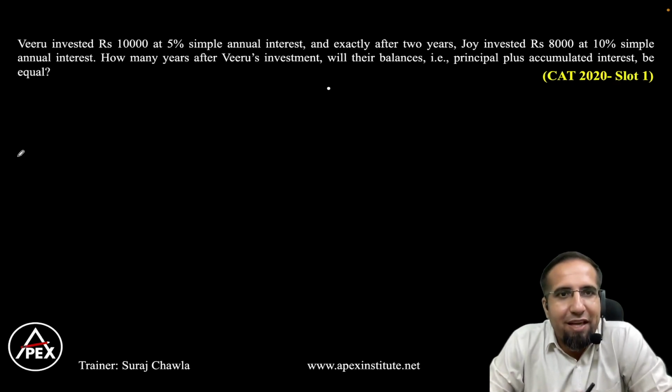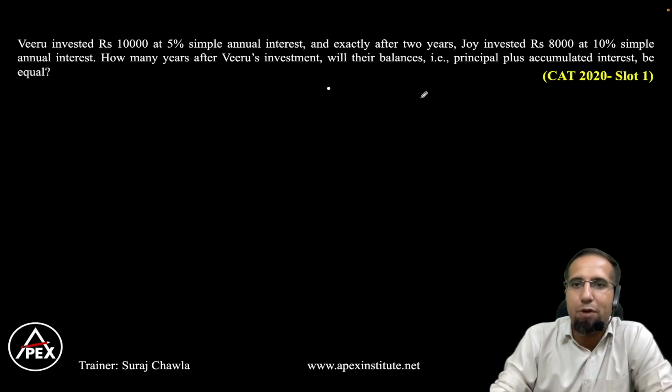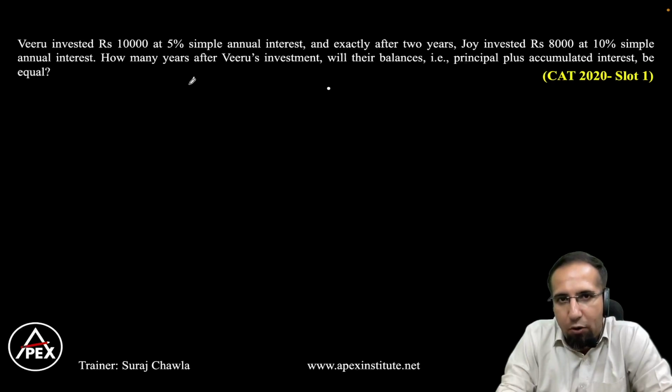Now Viru invested 10,000 at 5% per annum simple interest, and exactly after 2 years, Joy invested 8,000 at 10% per annum simple interest. How many years after Viru's investment will their balances, that is principal plus the accumulated interest, be equal? Now, principal plus accumulated interest is nothing but the amount part.